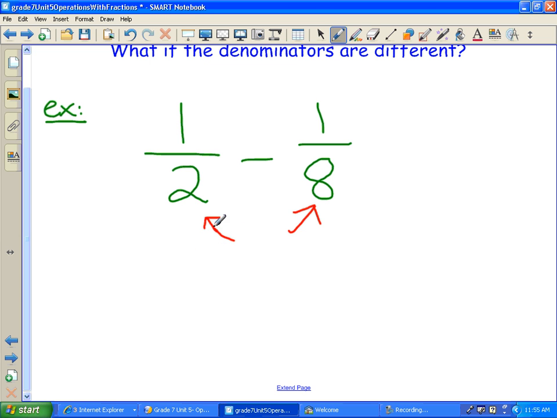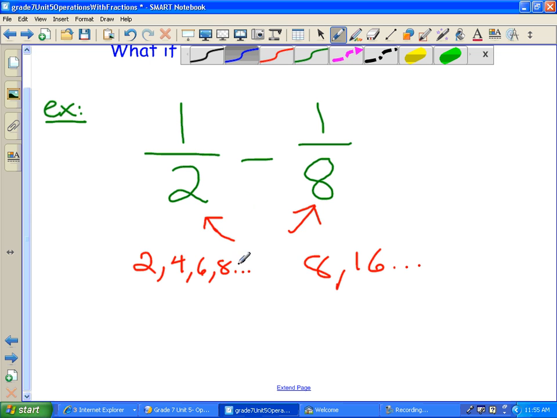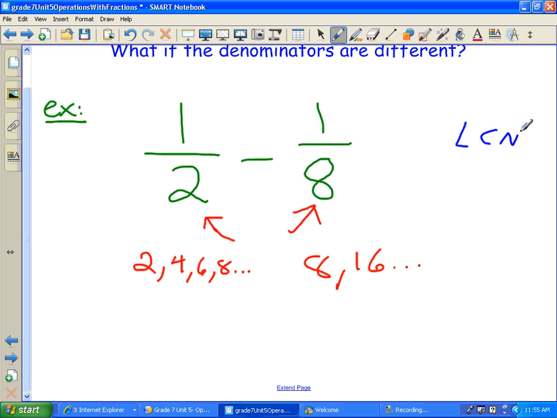But for the sake of following the same steps or process, I'm going to work it out. All right, what I need to do is go and count my multiples of 2. In other words, count by 2's. 2, 4, 6, 8, and so on. On this side, I'm going to count by 8's, or multiples of 8. 8, 16, and so on. I don't have to go any further because I can find the lowest one that they have in common, or the lowest common multiple. In this case, it's going to be 8. 8 is the one that they will have the same.